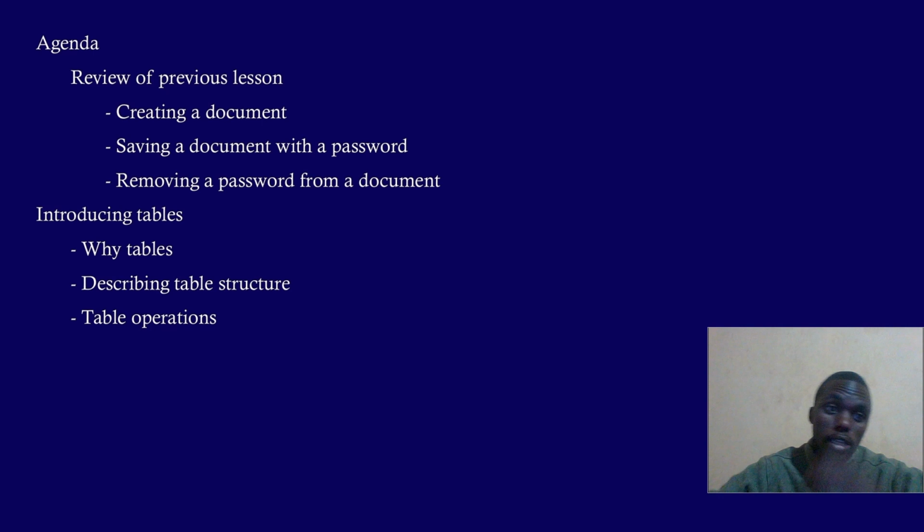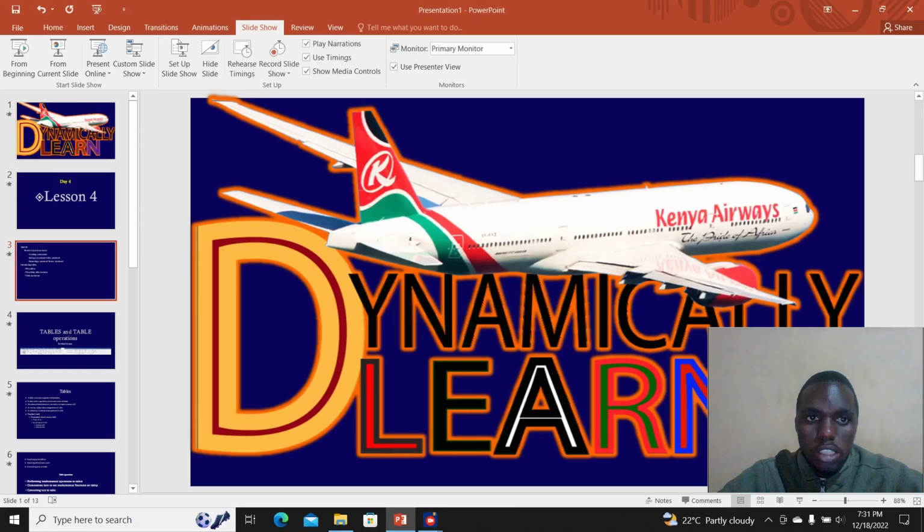Before I start that, I will review what you learned in a previous lesson. I'll review the following areas: how we can create a document, how we can save a document with a password, and how to remove that password. Then afterwards, I will start introducing tables. We'll see the reason why we need tables, describe the table structure, and perform one or more operations on tables. Stay tuned.